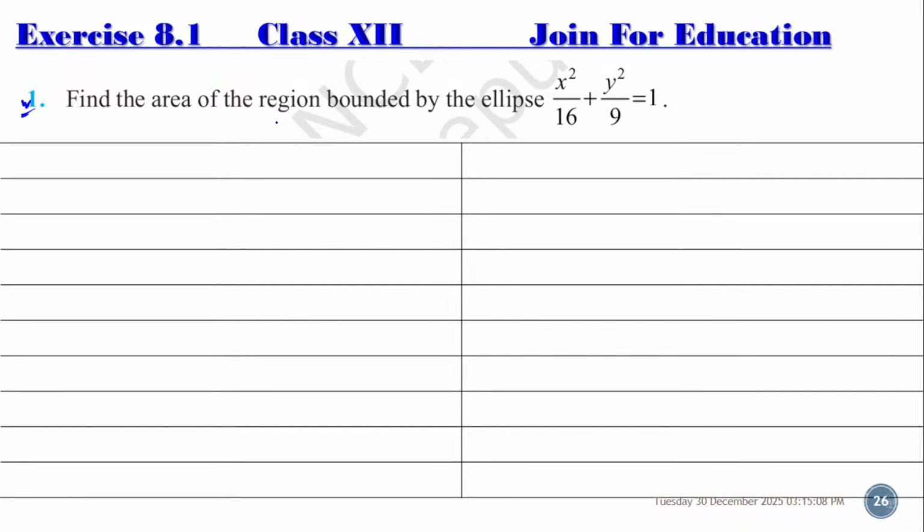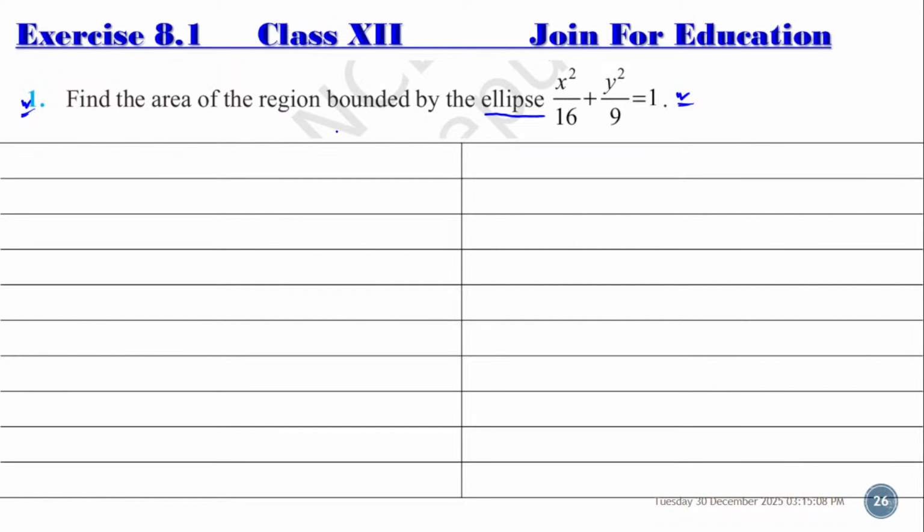Find the area of the region bounded by the ellipse x square by 16 plus y square by 9 equal to 1. There is no problem to understand the question. This is the equation of the ellipse as per the question. The question asks us for the area of the region bounded by the ellipse. So this is a question on application of integrals.